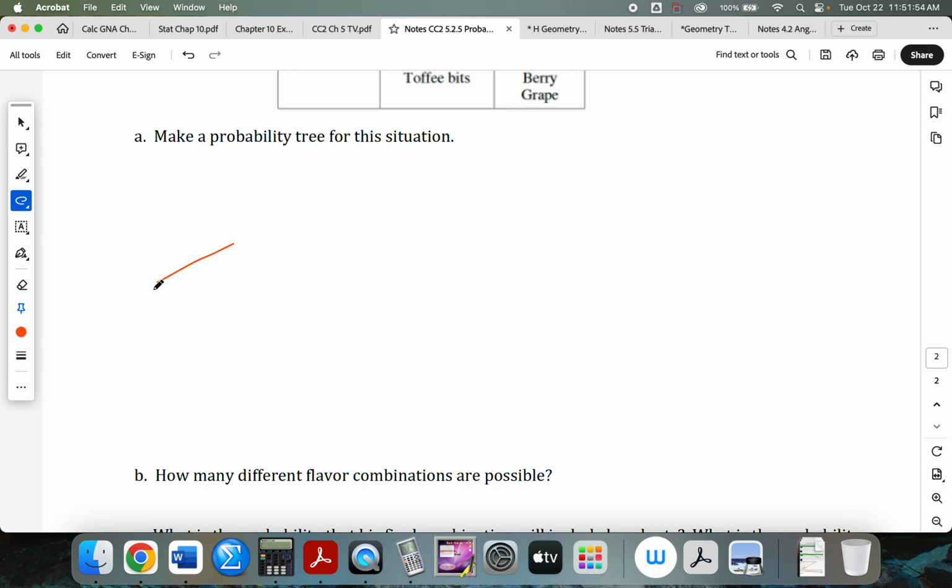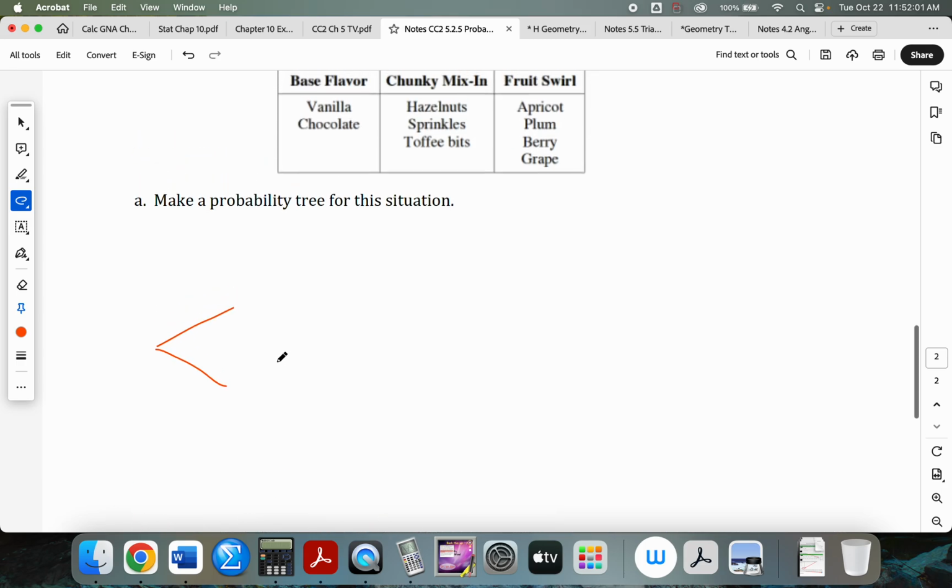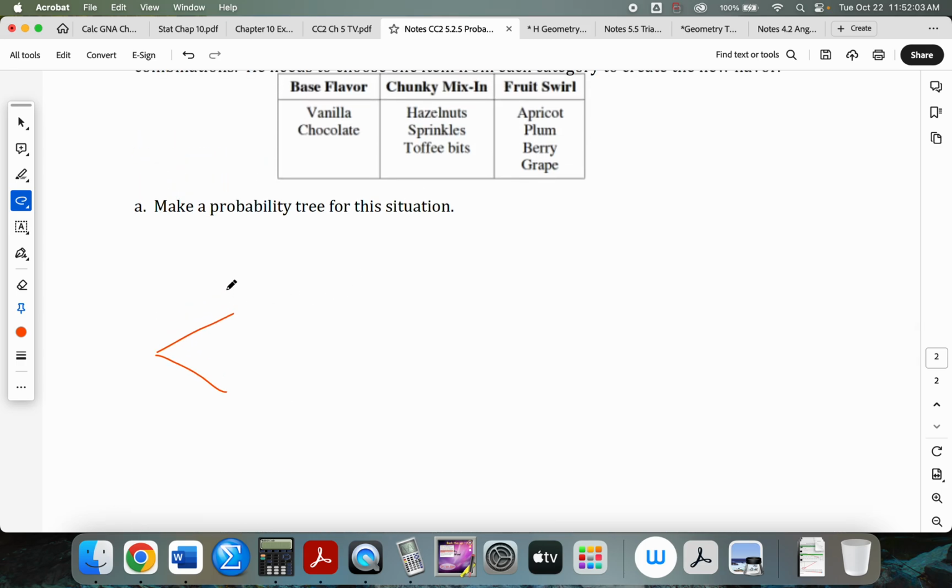And it doesn't have to be super long, but I don't want those to be just real close together. So that's my flavor base, vanilla or chocolate. From each one of those, we have 3 choices of chunky mix-in. So 1, 2, 3, 1, 2, 3.